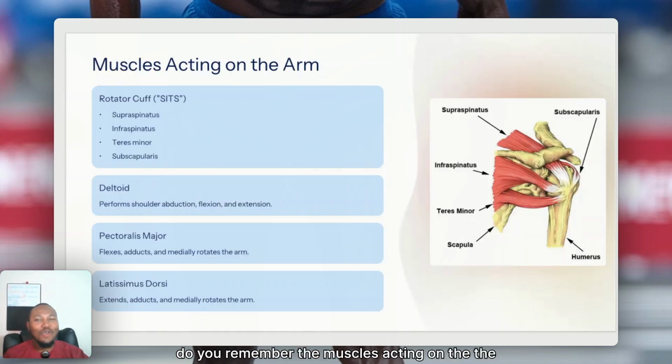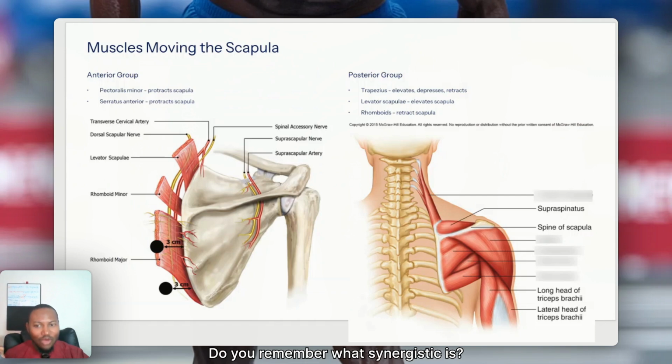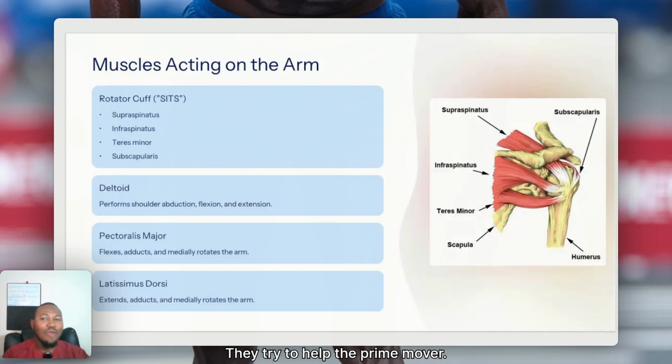As a recap, do you remember the muscles acting on the shoulder: the rotator cuff muscles, the deltoid, the pectoralis major, and the latissimus dorsi? If you are asked what the relationship is between the rotator cuff muscles and the deltoid muscle, remember, the deltoid performs the function of abduction, flexion, and extension. How about the rotator cuff muscles? What is the relationship? It is synergistic. They try to help each other. Do you remember what synergistic is? They try to help the prime mover. They help each other to do better. Remember this relationship because it's a very common question.